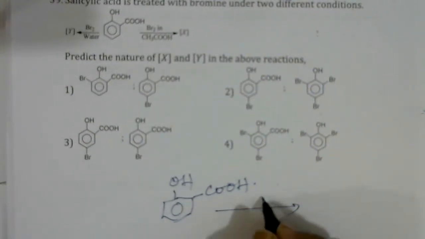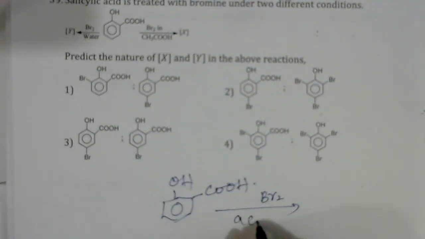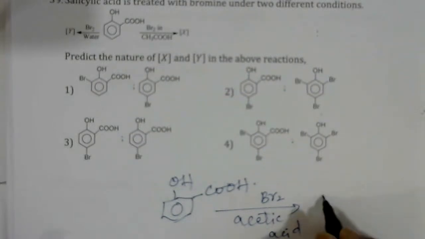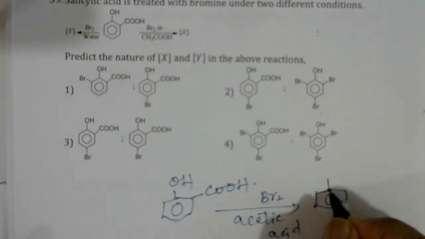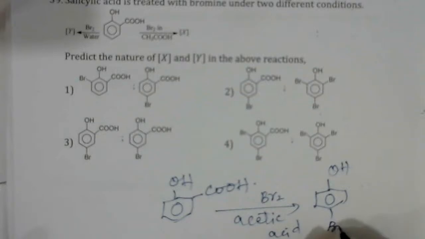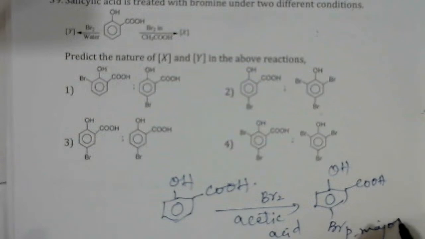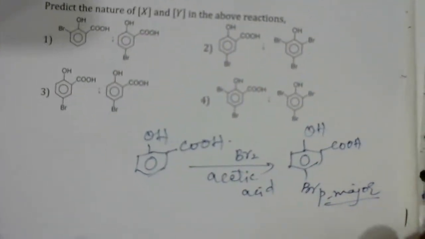When they are treated with bromine in acetic acid, we are going to get the product as ortho and para substituted salicylic acid. But remember here, whenever ortho and para will be there, para will be the major product. That's why we are not going to consider ortho at all, because we need to concentrate on the major product.